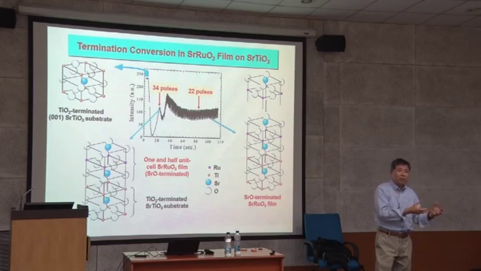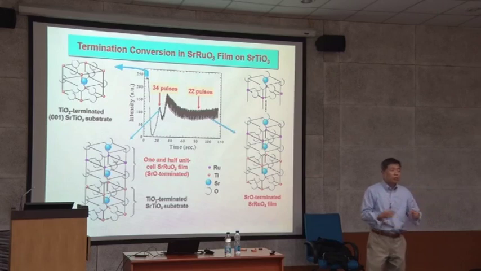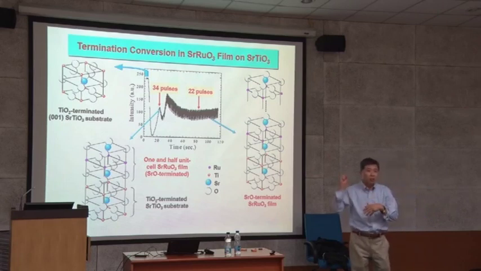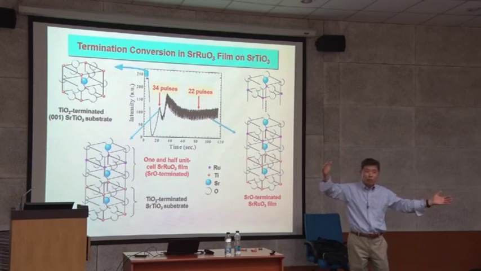by MBE, you can grow at 500, 600 degrees C. If you grow at very high oxygen partial pressure, dumping a lot of oxygen, fast growth, to get good crystalline quality you need 900 degrees Celsius. We have a wide range of temperature.